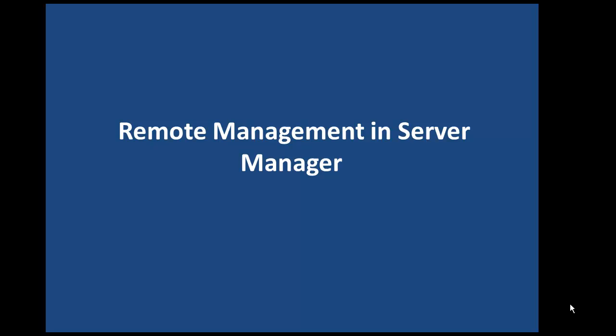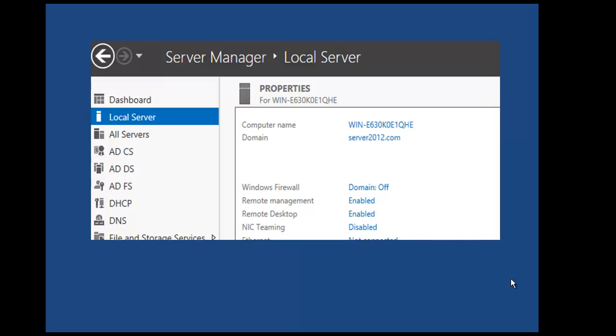For this session, we want to look at deploying roles on remote servers. In order to deploy a role on a remote server from Server 2012 R2, the first thing you need to do is enable remote management. Now, remote management is enabled by default. If we go to the dashboard and click on local servers, we will see that remote management is enabled.